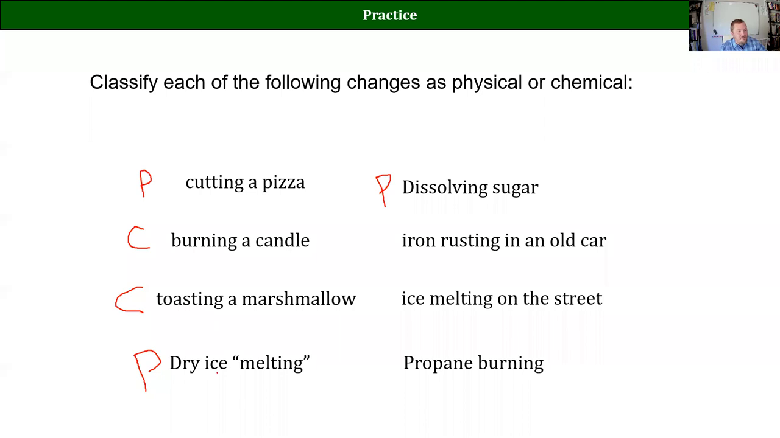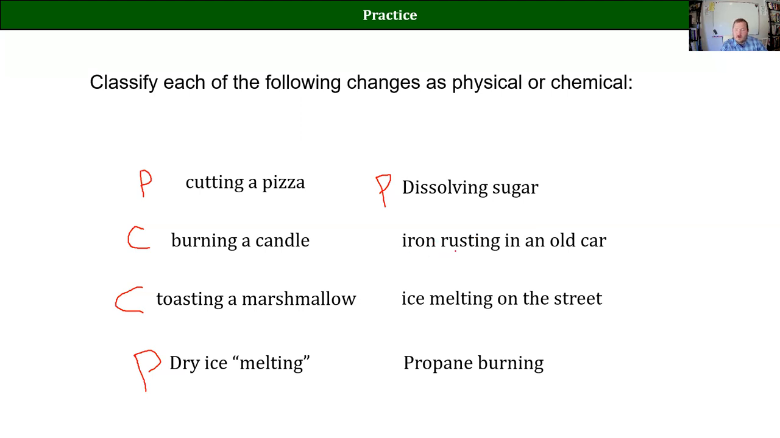Or actually not evaporates. Dry ice doesn't evaporate, it sublimates would be the better word because it's going straight from a solid to a gas. Dissolving sugar, I got to vote for physical. You can undo that, right? You let the water evaporate, you get something at least close to sugar back out of it. It might be sort of syrupy still at the end, but it's still sugar. You didn't really change the composition of it.